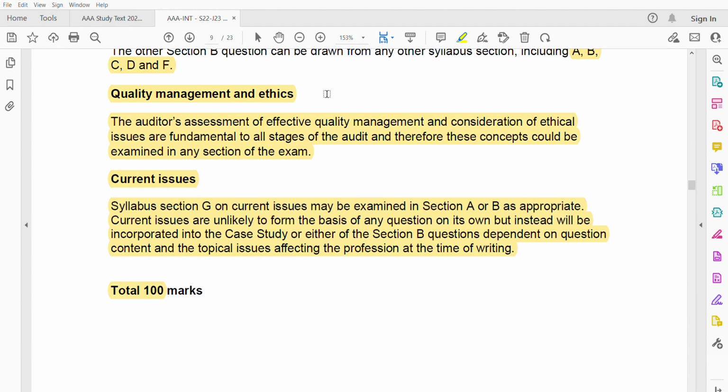Then we are coming to the current issue, that is section G. This also can be asked either in your section A as a 50 marks question or in section B as a 25 marks question. But a current issue question as a standalone question will not come. It might come as a part of some case study or some part of a question. It depends on what issue you are facing at the time you're writing the exam.